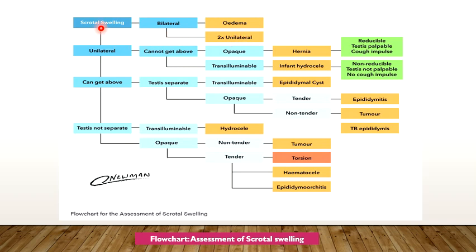So this is a simplified version. A number of things to look for: whether it's unilateral, bilateral, can get above, cannot get above, is it separate from the testis, or is it merged with the other structures? Is it tender? Is it painful? So these are all features that you must consider in the patient with testicular swelling.